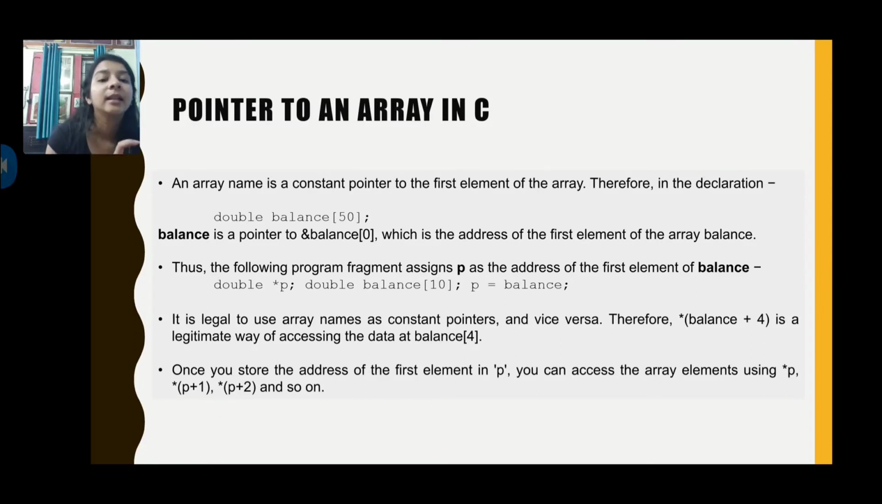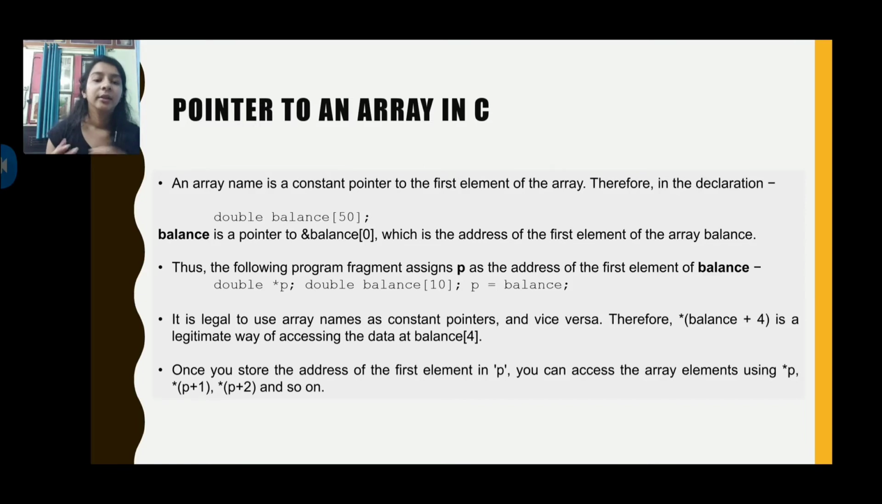For example, double balance[50]. Then balance is a pointer to &balance[0], which indicates the address of the first element here. balance[0] is the first element, and the ampersand sign indicates the address. So the array name actually points to the first element of the array. So the following fragment assigns p the address of the first element of balance. Suppose you declare a pointer p of double type, then that will actually get the value of the address of the first element in the array.